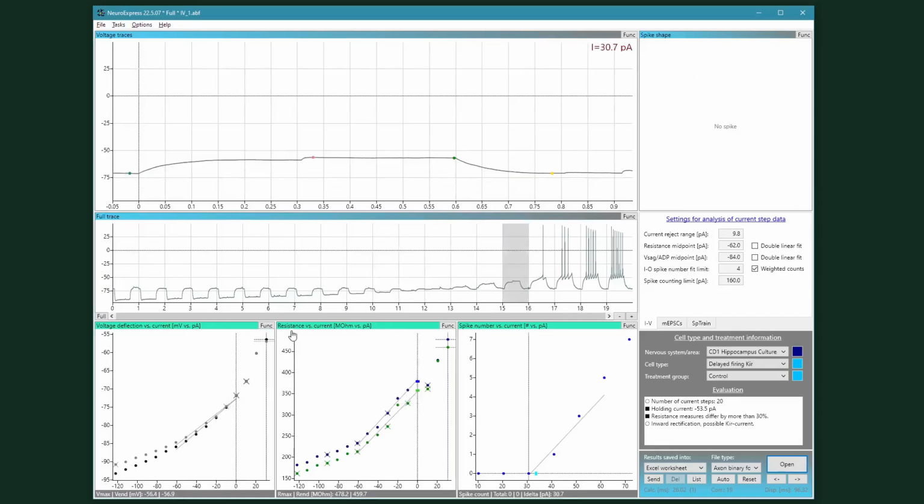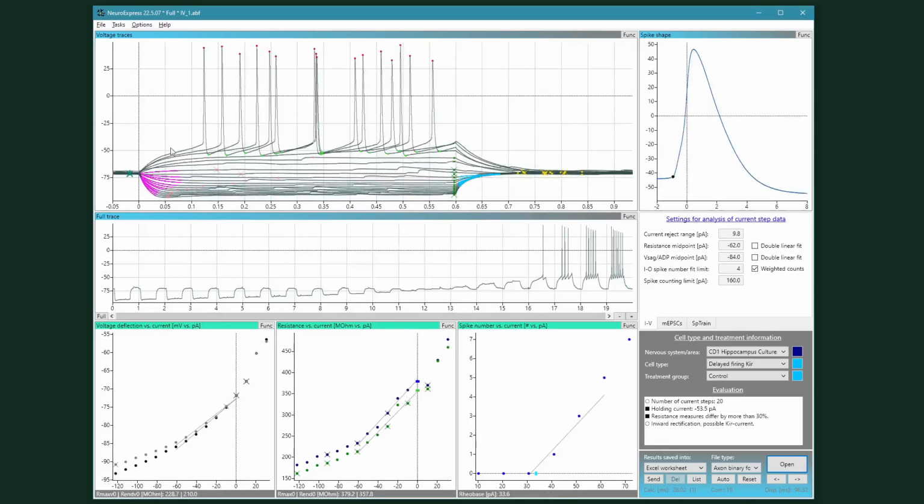So on the top panel, as I already showed, there are these aligned overlapping voltage traces from the neuron. The entire experimental recording will be shown in the middle panel as a full trace, so the membrane potential as a function of the elapsed time.